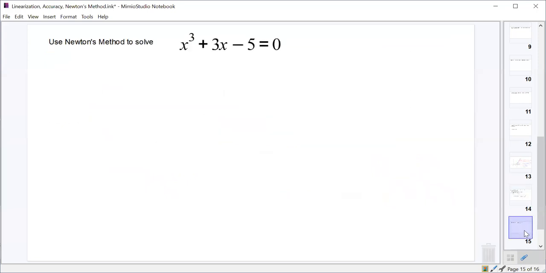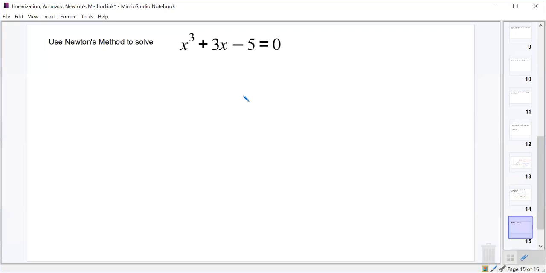All right, let's see if we can use it once then. We're going to use Newton's method to solve x cubed plus 3x minus 5 equals 0. What should we do first? Pick a value that's going to be close. All right, pick a value that's going to be pretty close. So how do we decide a value that's going to be pretty close? We just test it or no?